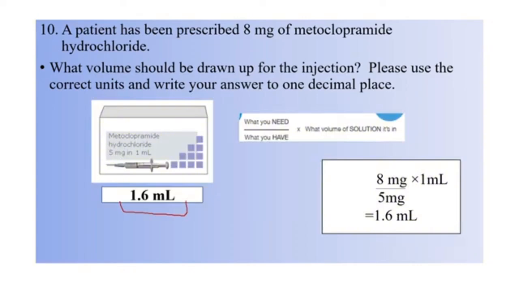So our prescription is 8 mg and we have metoclopramide hydrochloride in a 1 ml ampoule that is 5 mg. Again you have to use this formula: what you need is 8 mg, and what you have is 5 mg in 1 ml of solution. If you calculate this, you'll get the answer 1.6 ml. So you have to draw up 1.6 ml.